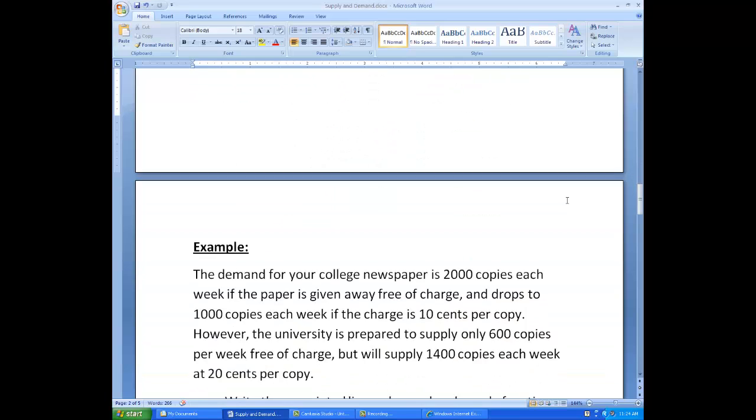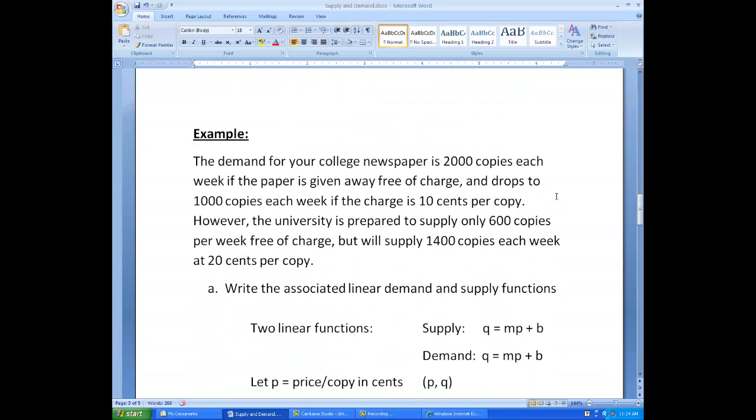Let's look at an example. The demand for your college newspaper is 2,000 copies each week if the paper is given away free of charge, and drops to 1,000 copies each week if the charge is 10 cents per copy. However, the university is prepared to supply only 600 copies per week free of charge, but will supply 1,400 copies per week at a price of 20 cents per copy. Write the associated linear supply and demand functions.